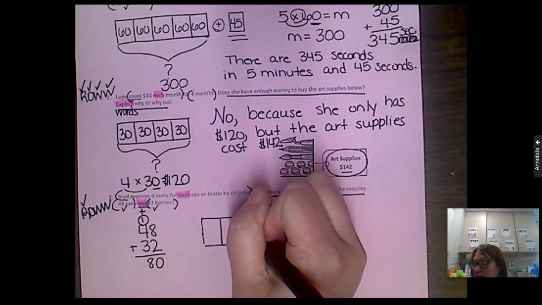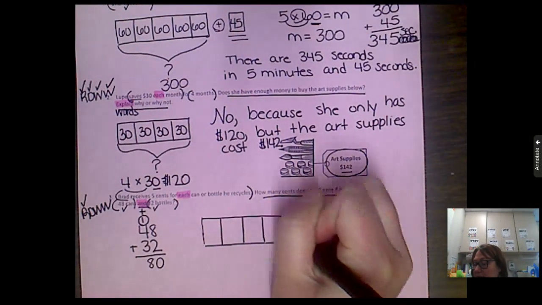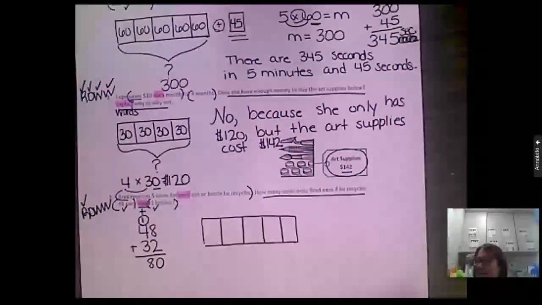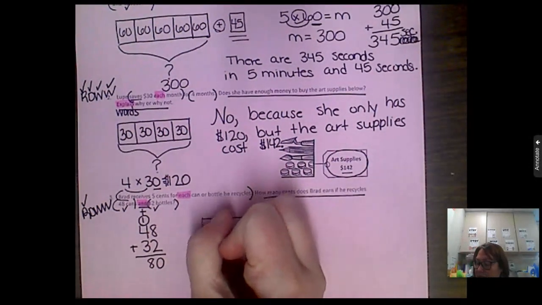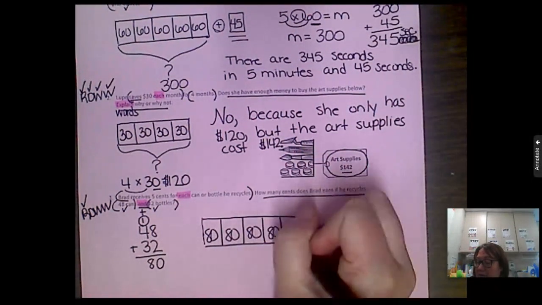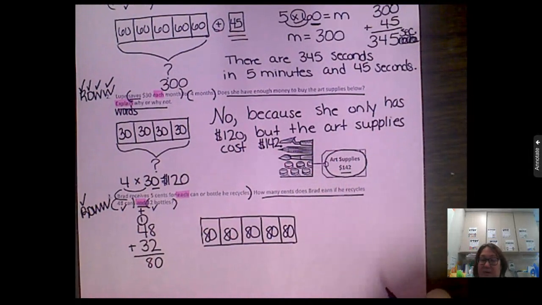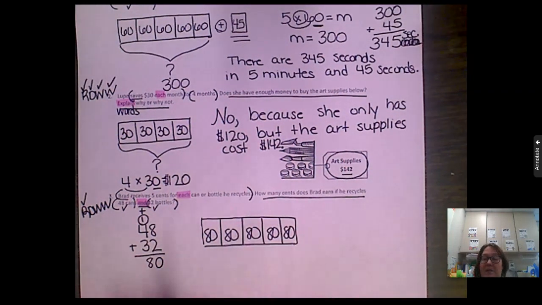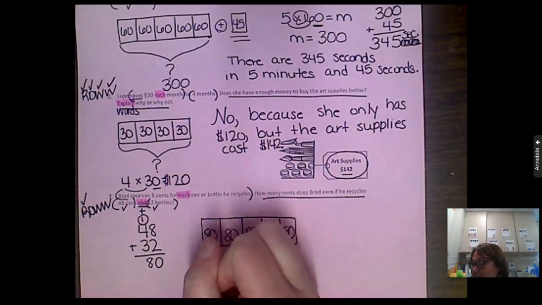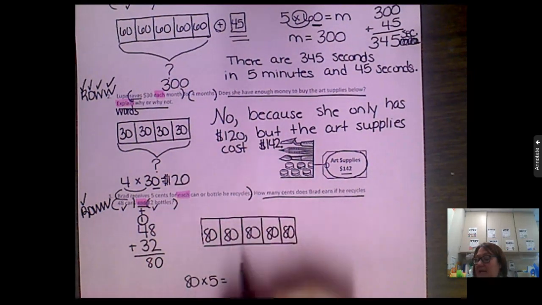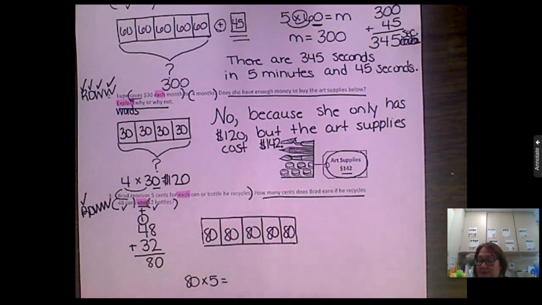So I want 5 groups, so 4 lines. So 1, 2, 3, 4. And then check and make sure you have 5 groups, 1, 2, 3, 4, 5. And remember I said I'm going to put 80 in each one. So instead of making 80 groups of 5, because that would represent our problem, right? 80 bottles and cans and 5 cents each. I'm going to use the commutative property and flip-flop the 80 and the 5. Because it really would be 80 times 5, but instead of doing 80 groups of 5, I'm doing 5 groups of 80.